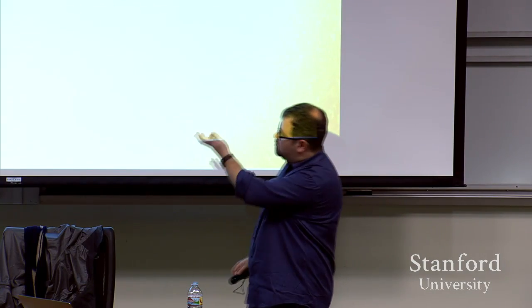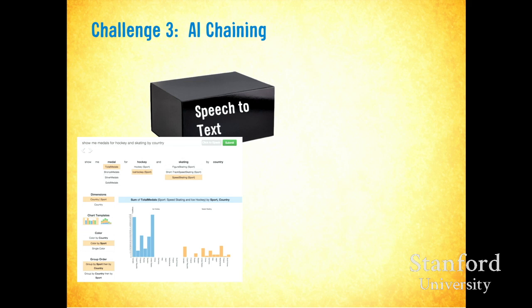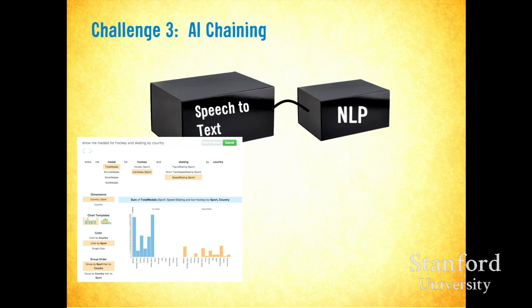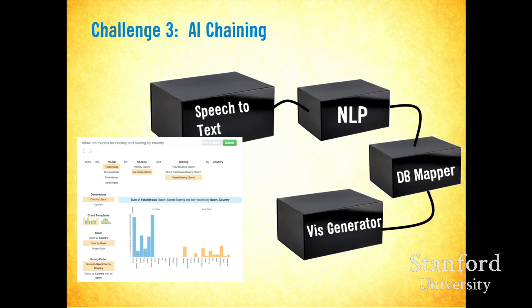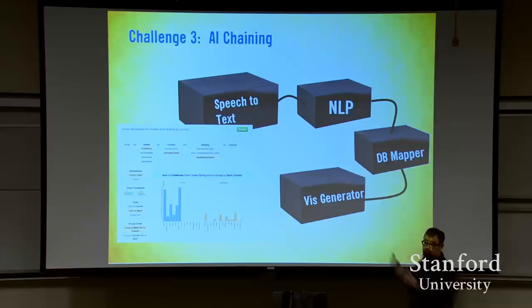The next problem is what I call AI chaining, and I mentioned this before. This was in that data tone system that we built. It turns out that AI systems are not just working in parallel or one-offs. You're actually chaining a bunch of these together. So the input of one becomes the output of one becomes the input of the other. In this particular case, speech to text feeds to NLP. NLP feeds to a DB mapper. DB mapper feeds into a visualization generator. All these things are being chained, and uncertainty builds up, and failures build up as it goes. Thinking about what that would look like in the interface is a hard problem. This is one way of doing it. I would love to see more.